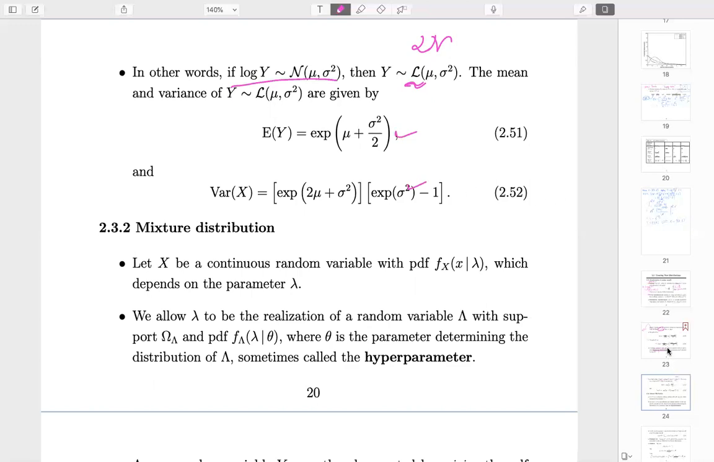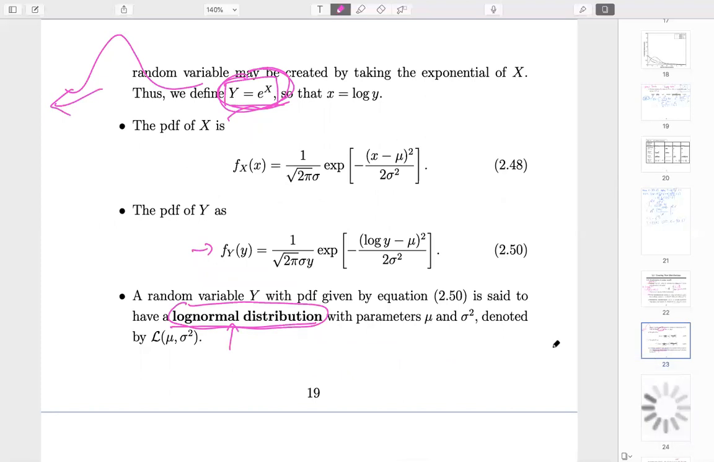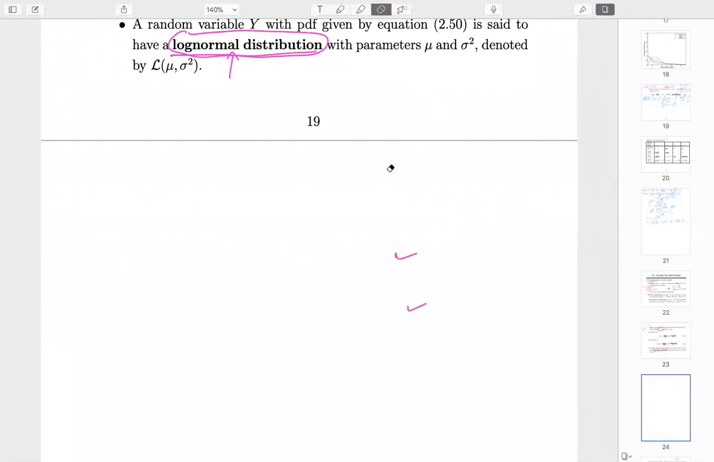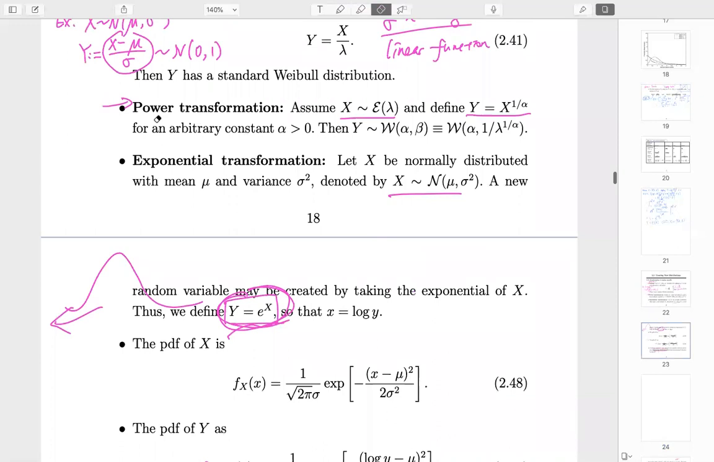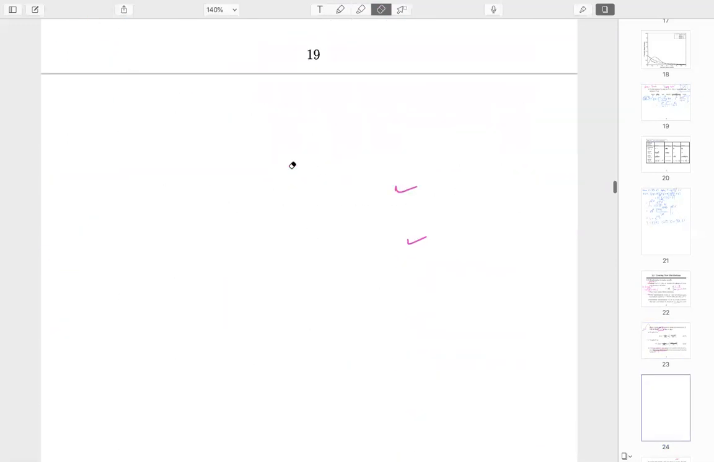So let me insert a page to discuss a little, which is related to what we did before. The first one I want to do is the power transform. Let's take a look. I start with an exponential distribution, so x is exponential. I create y as x to the power of 1 over alpha.